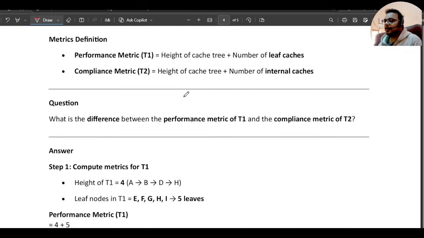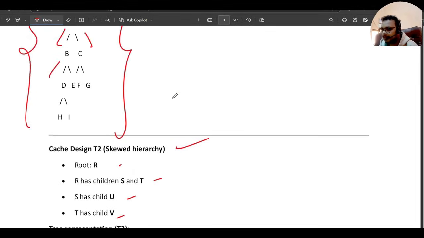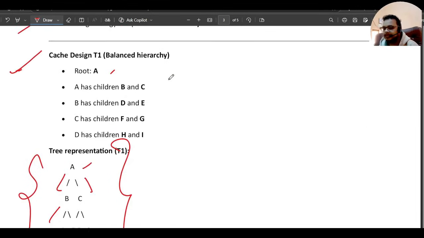Now, the metric definition. The performance metric of T1 is the height of the cache tree plus the number of leaf caches, and the compliance metric of T2 is the height of the cache tree plus the number of internal caches. What is the difference between the performance metric of T1 and the compliance metric of T2? Don't be scared, I will explain what they are saying. Let's understand the question.